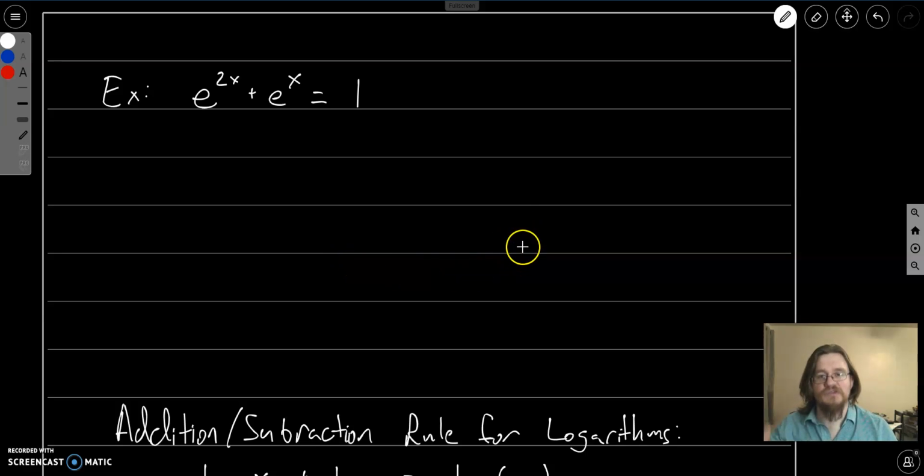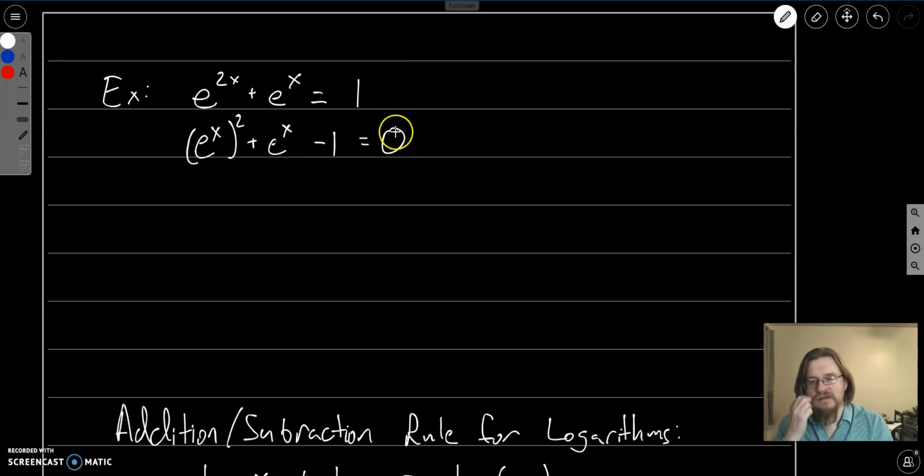Now there's a trick, however, and this is a very useful trick that we'll see in several variations throughout the semester. When we look at e to the 2x, this is going to be the same thing as e to the x squared, because when we raise exponents to exponents, we end up multiplying them. And then we've got e to the x, and I'm going to move the minus 1 to this side.